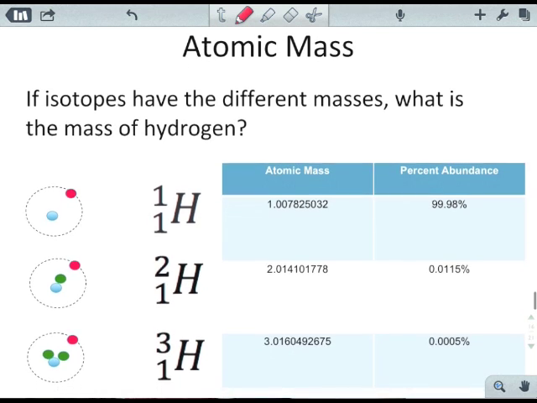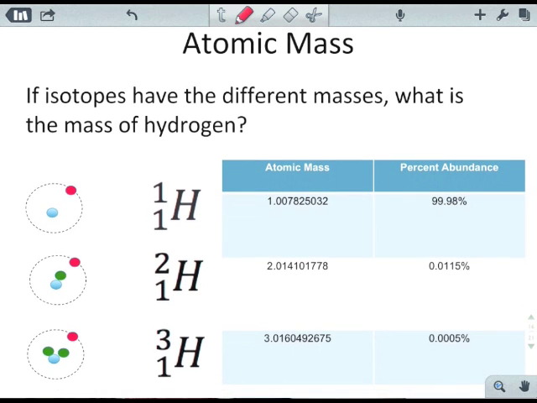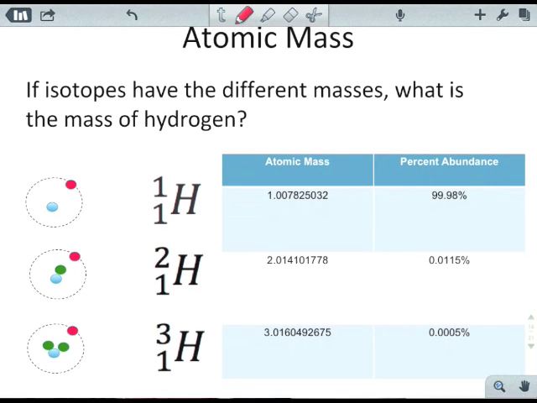Now, with the isotopes and the different types of isotopes, the question that we have is, if isotopes have different masses, what is the mass of hydrogen? Okay, once we have hydrogen, what we actually have is a mixture of all the different isotopes of hydrogen. And what you'll see is that the atomic mass on the periodic table is actually not the atomic mass, that's the average atomic mass. The atomic mass, or in this case we can call it the mass number, refers to the mass of the nucleus. Okay, so what we're looking at is the number of our protons and our neutrons.